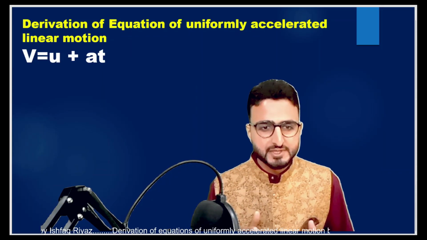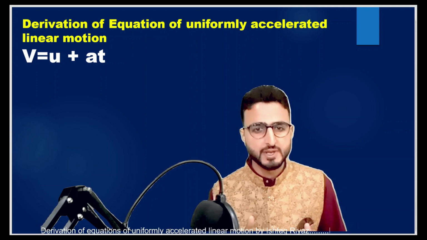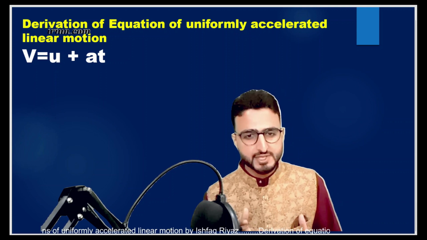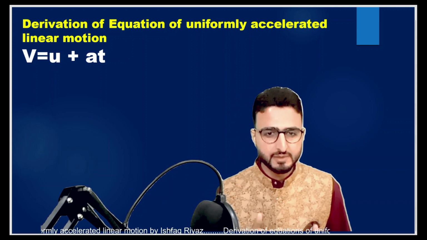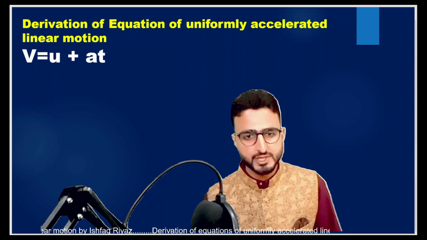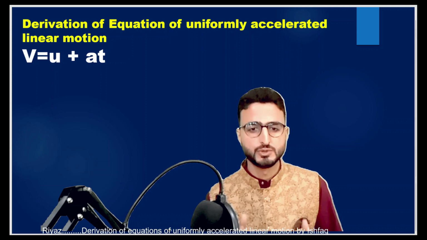My dear students, this is me Ishfaq Riaz, and today we are going to derive equations of uniformly accelerated linear motion by calculus method. Dear students, आपको याद होगा आपने equations पढ़ी भी हैं. v is equal to u plus at, s is equal to ut plus 1 by 2 at square, v square minus u square is equal to 2as.